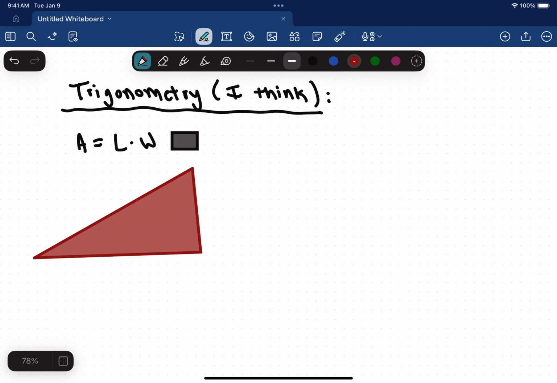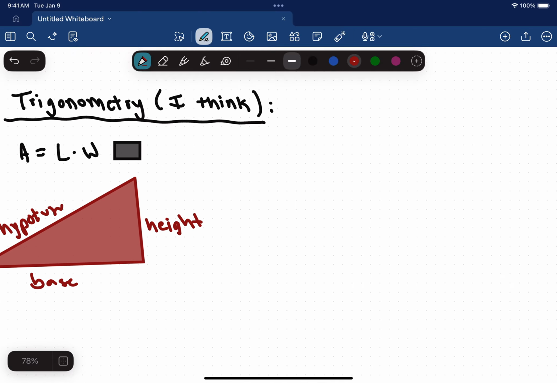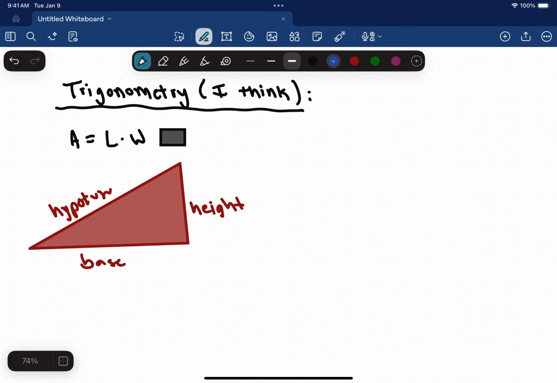Like such. Now, a triangle will have a base, a height, and a hypotenuse. Those are the three main components of a triangle. Now, to get the area of a triangle, it will be area equals 1/2 base times height.